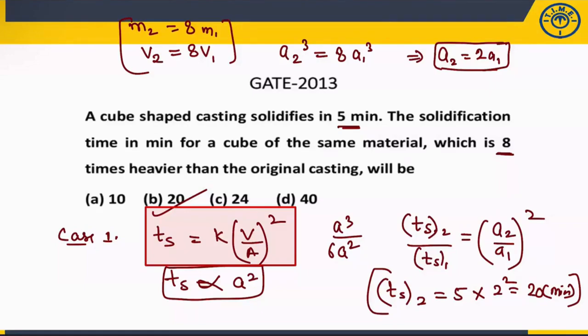Understood? Yes or no? Solidification time is proportional to A square. So this is simple, no? Volume is A cube, and area is 6A square. So if you want, you can write it completely: K into this value, so this will cancel out. What you will get? A square. So K by 6 is the constant only. Solidification time is proportional to A square only. Clear?